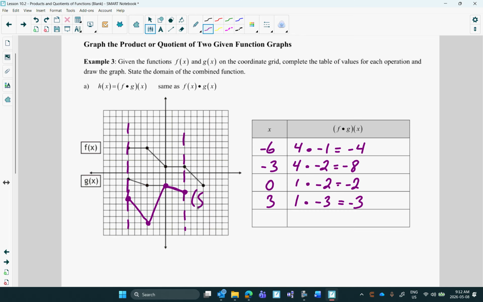And that's the graph. So very similar to addition and subtraction, except you've got to watch out in division. You've got to watch out for restrictions or non-permissible values.